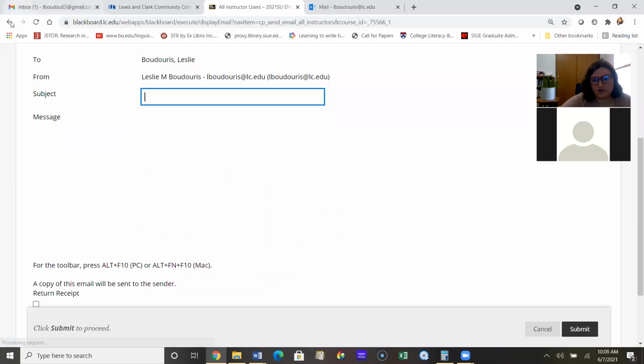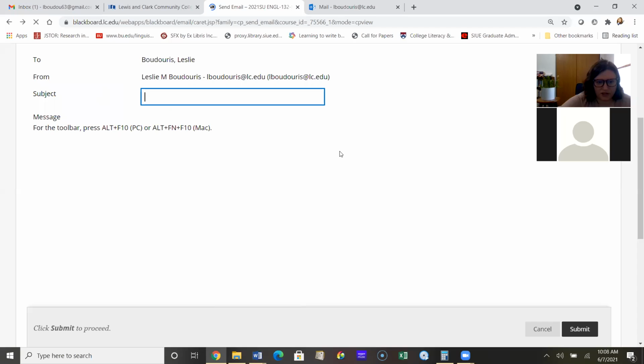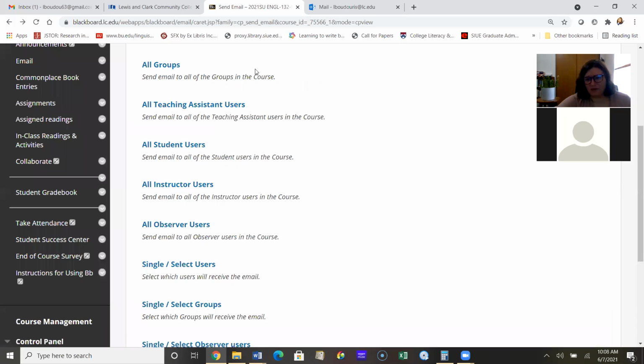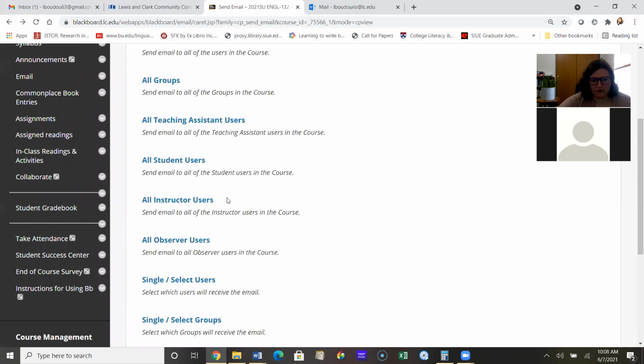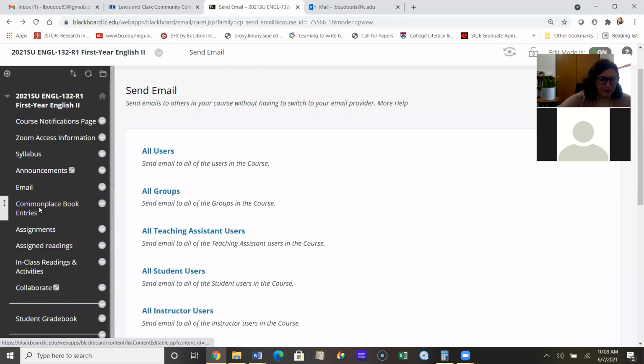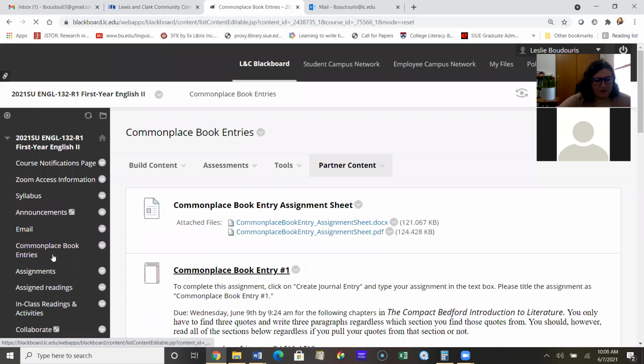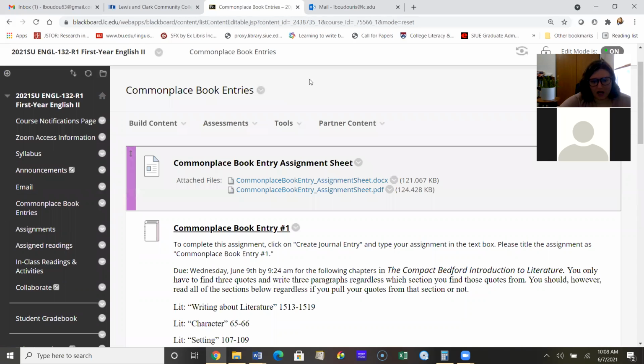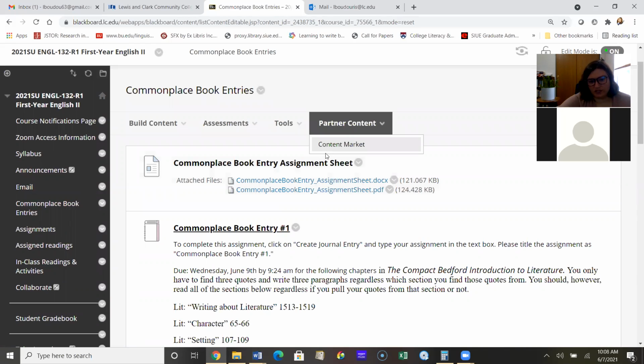So I would try to use your general email first, but if you have a problem with email for some reason, you could also do it through Blackboard. The complex book entry tab, and these are all on the left-hand side here, is where you will submit your complex book entries that I just described.